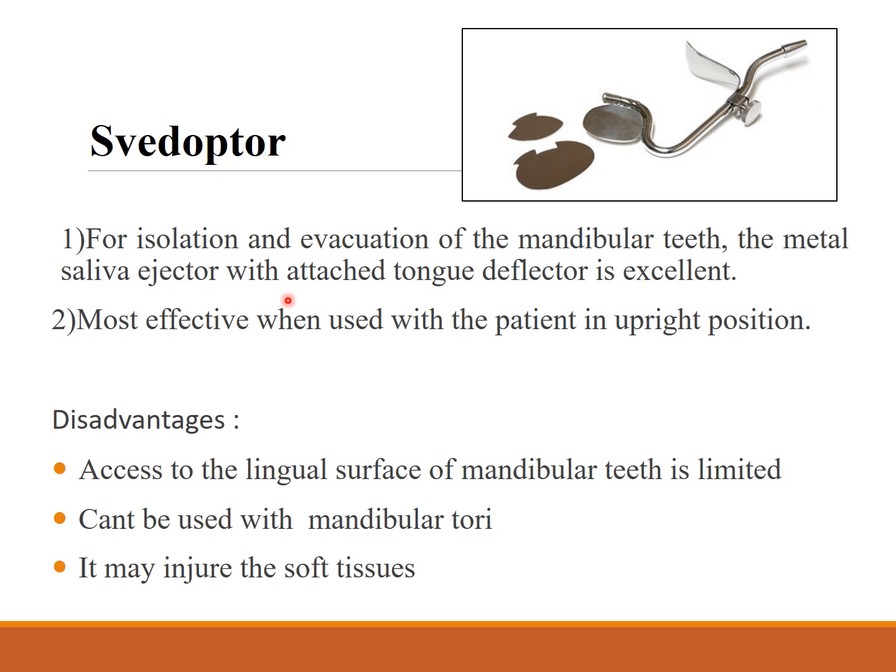A slave ejector is for isolation, as you can see in the photo, and evacuation of mandibular teeth. The metal ejector with attached tongue deflector is excellent. It's most effective when used in the patient with the upright position. Disadvantage is that access to lingual surface of the mandibular teeth is limited. It can't be used with mandibular tori, and it may injure soft tissues.